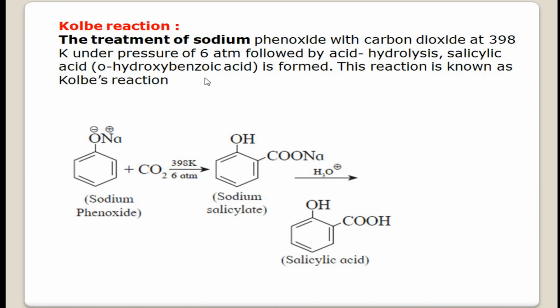Then the Kolbe reaction. The treatment of sodium phenoxide with carbon dioxide at 398 Kelvin under a pressure of 6 atmospheres, followed by acid hydrolysis, gives salicylic acid. This reaction is known as the Kolbe reaction, and it is used for the preparation of salicylic acid. Sodium phenoxide ions react with carbon dioxide at this temperature and pressure, forming sodium salicylate ions, and hydrolysis of these gives salicylic acid.